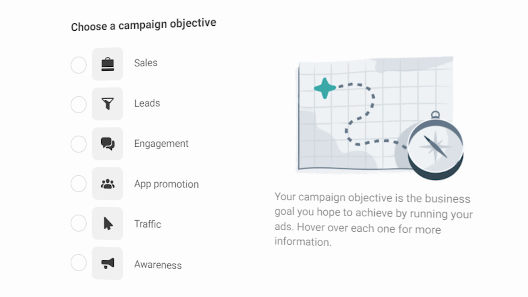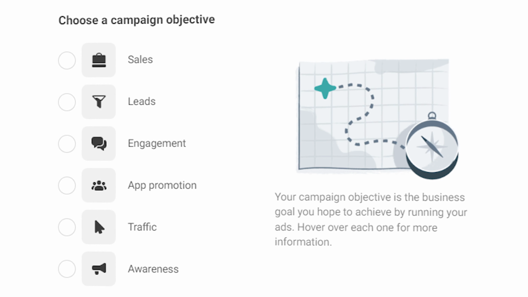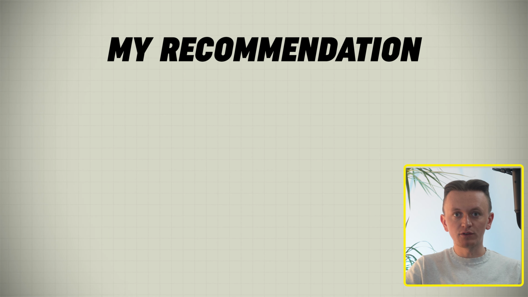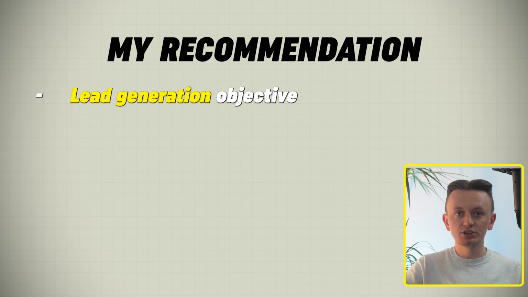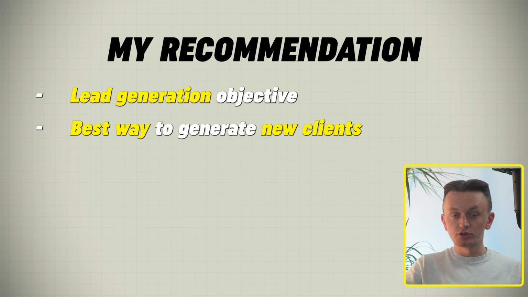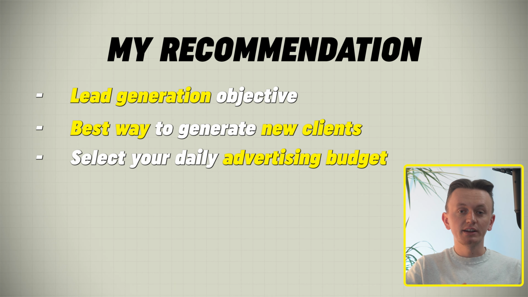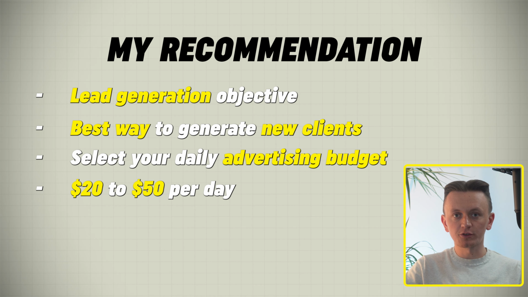So next up, you need to determine your campaign objective. As you can see, Facebook has a lot of different campaign objectives depending on your goal. My recommendation, if you're starting out, is to choose the lead generation objective because that's the best way to generate new clients. After you choose your campaign objective, the next step is to select your daily advertising budget. What we've seen is that the sweet spot sits between $20 to $50 per day. If you're starting out, you can just start with $20 a day and then you can increase it later on.